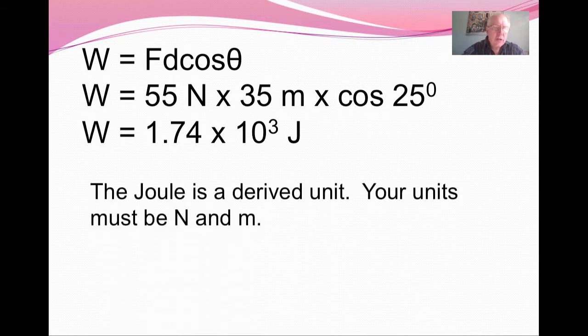Okay, now the J after the answer is the joule. Work is measured in joules, so the amount of work you do is the amount of joules involved. So that's just the unit. It's a derived unit out of newtons and meters because work is force multiplied by distance. Newtons multiplied by meters become a derived unit called the joule.